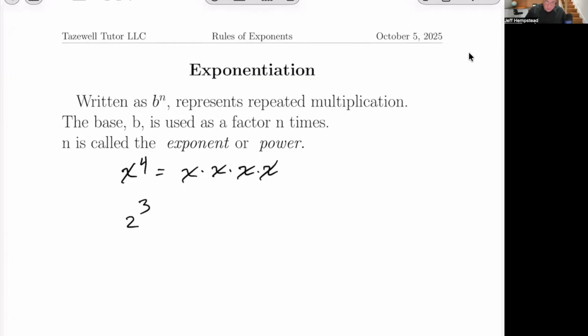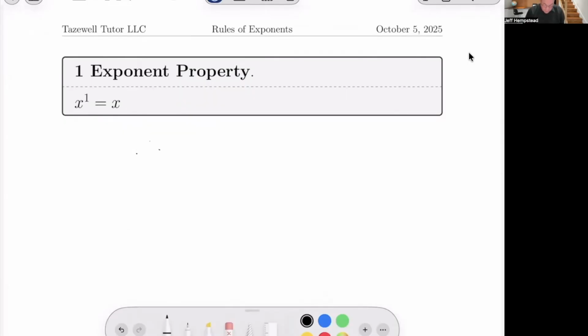Here we have 2 raised to the third power. That's 2 times 2 times 2, that's going to be 8. So sometimes we know what it is we're multiplying together, the 2's. Sometimes we don't, just some x's, and we can't go any farther with that one until we find out what x is equal to.